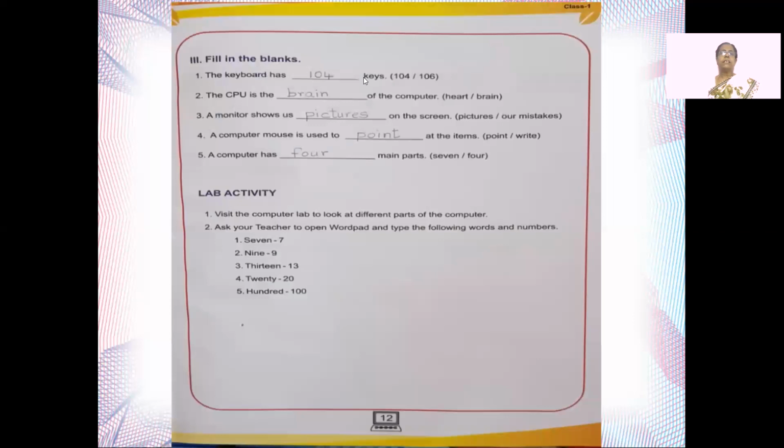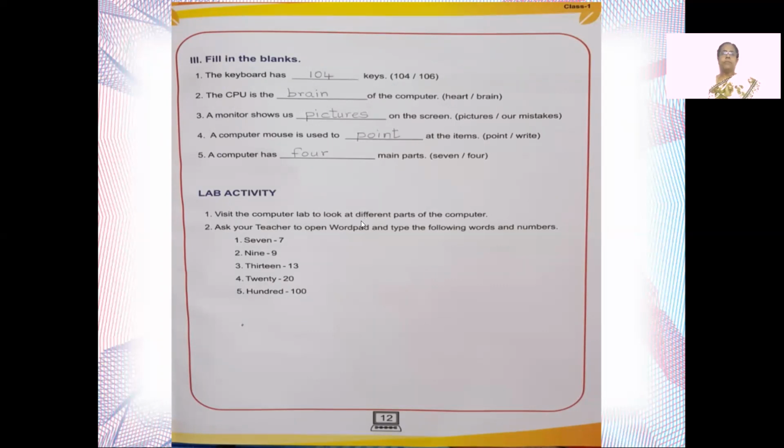Fill in the blanks. A keyboard has 104 keys. 106 or 104? 104. CPU is the brain of the computer. A monitor shows us pictures on the screen. Yes, it shows us pictures. Small icons are called pictures. A computer mouse is used to point at items. A computer has how many parts? 4 main parts. It has many parts, but 4 are main parts.